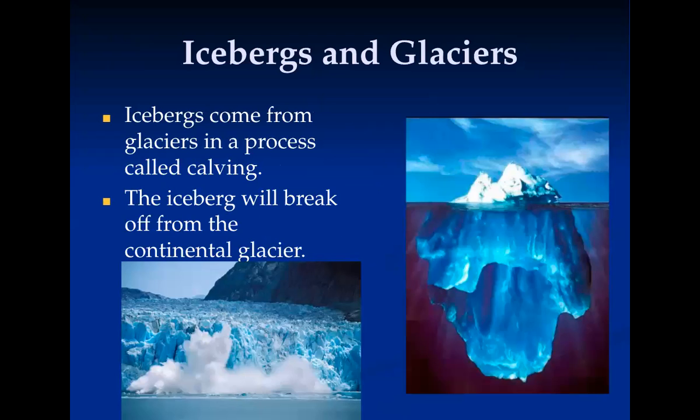Icebergs come from glaciers in a process called calving. Okay, so the iceberg will actually break off from the continental glacier. So think of a big glacier, and then the iceberg will break off. So a piece of that glacier breaks off.